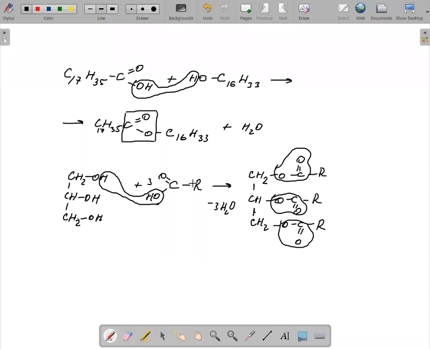If this hydrocarbon chain is unsaturated, you will get liquid esters, and they are called oils. If saturated or mainly saturated, the result will be the formation of a solid compound that is called fat.